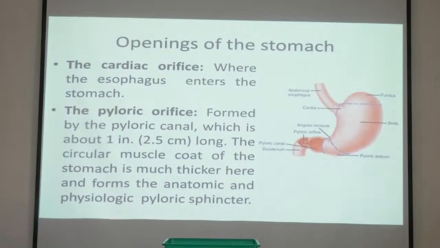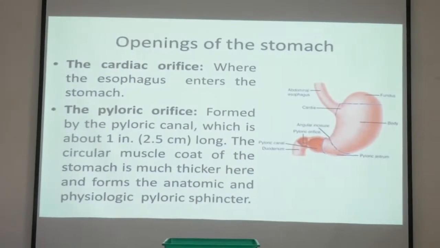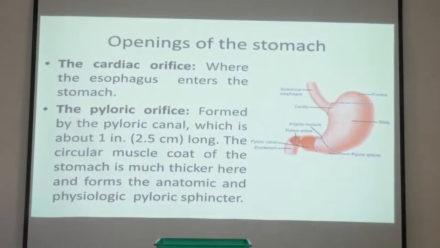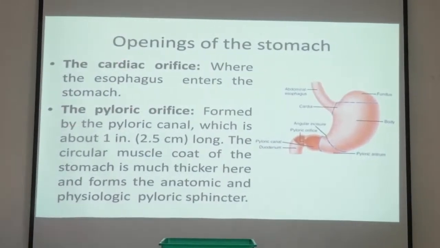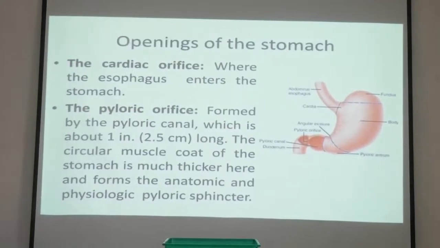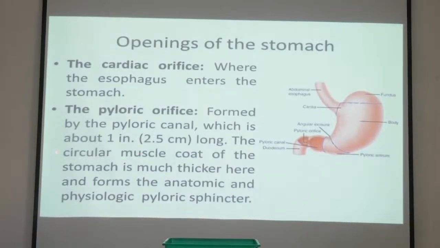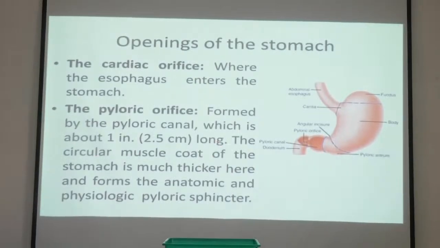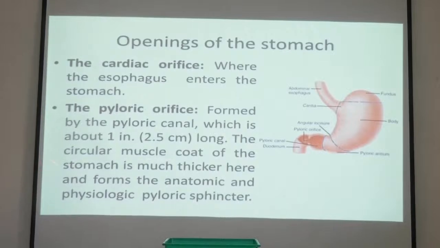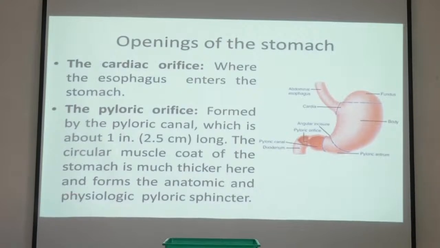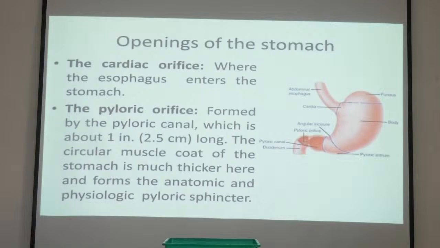Now two openings of the stomach. First is the cardiac orifice, where the esophagus enters the stomach, and the pyloric orifice. It is formed by the pyloric canal, which is about 1 inch in length, that is 2.5 centimeter long, and the circular muscle coat of the stomach is much thicker here and forms the anatomic and physiologic pyloric sphincter. Okay, near the pyloric orifice lies the pyloric sphincter. Here is the sphincter.